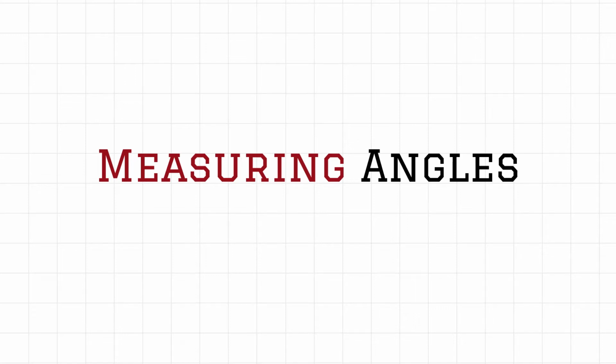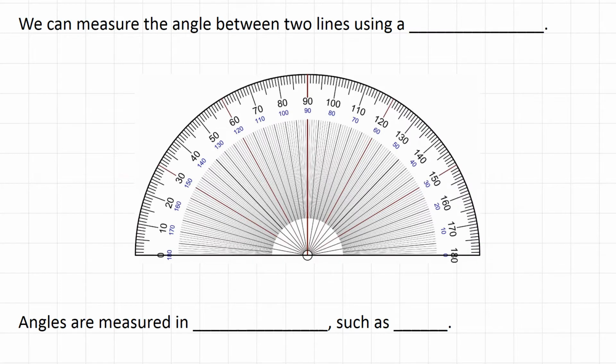We've reviewed a couple of examples of what angles look like, and now we're going to talk about how we measure the size of those angles. We can measure the angle between two lines using a protractor. And you can see an example of the protractor below.